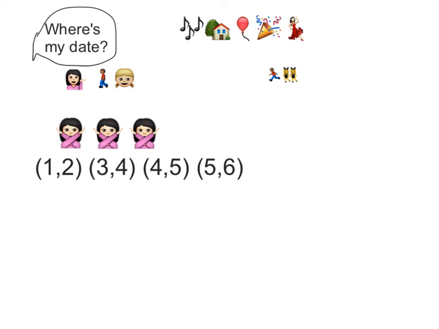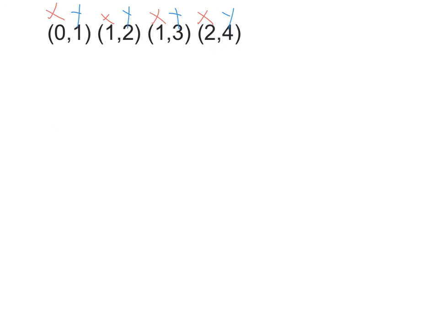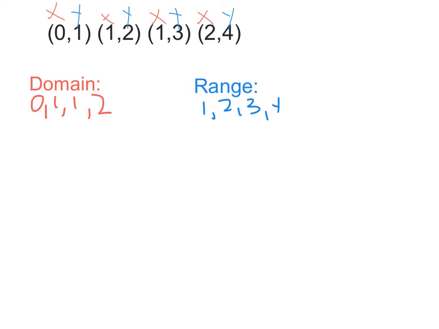Well, we can think about these ordered pairs in the same way. Each pair of numbers has a special relationship, and together these ordered pairs are called a relation. But when one x tries to take two different y's to the party, then we have a problem. Let's take a look. So we have the ordered pairs (0, 1), (1, 2), (1, 3), and (2, 4). And we could write them out like this. Our domain is 0, 1, 1, 2, and our range is 1, 2, 3, 4.